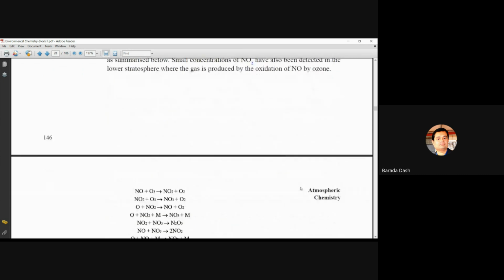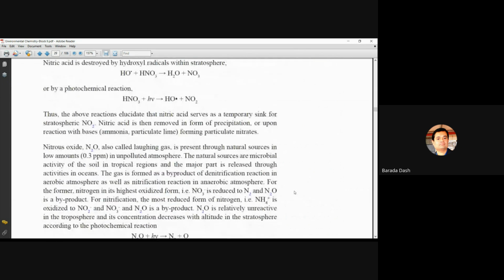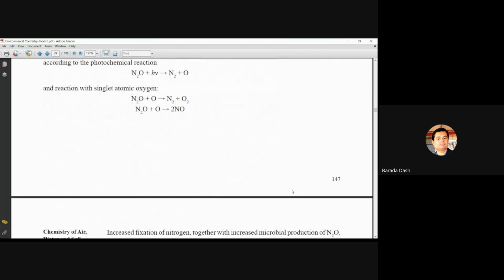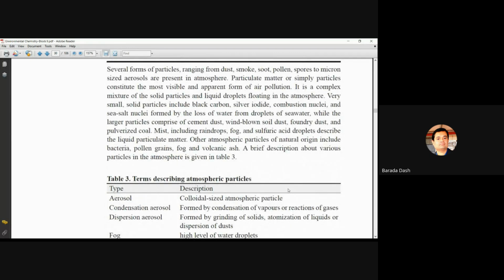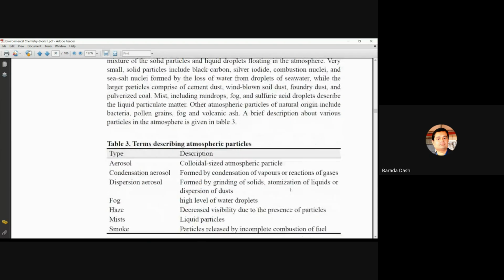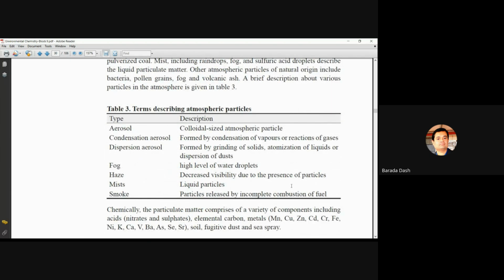So next we'll go. I think we have very little time now; 1 hour is already gone. Next we will discuss particles in the gas. Am I audible to all of you? Yes, sir. Slowly your number is decreasing.